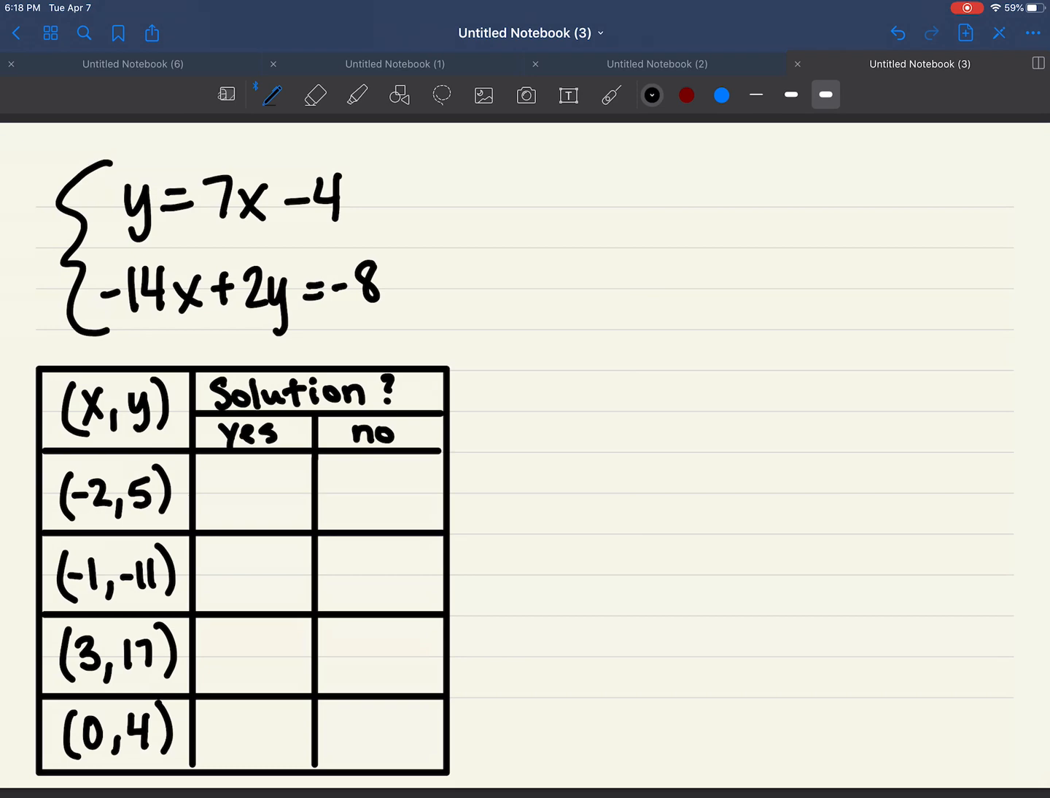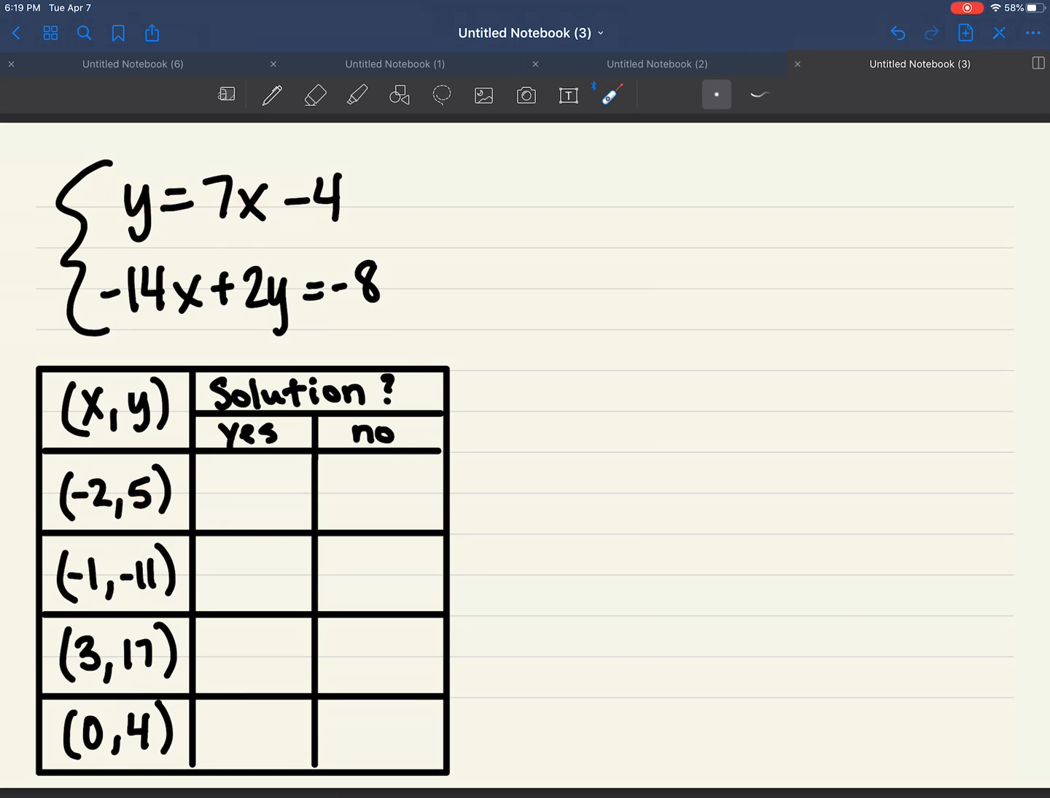All right, so the first thing we want to look at is if it just asks you to determine if each ordered pair is a solution to the system of equations. It gives you these two equations: y is equal to 7x minus 4, and negative 14x plus 2y is equal to negative 8. It wants to know, is the first ordered pair a solution? Is the second one? For each one, you need to determine yes or no. If it is a solution to one of them, it has to be a solution to the other.